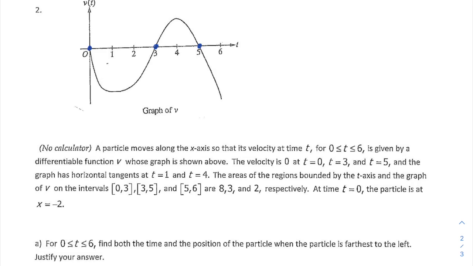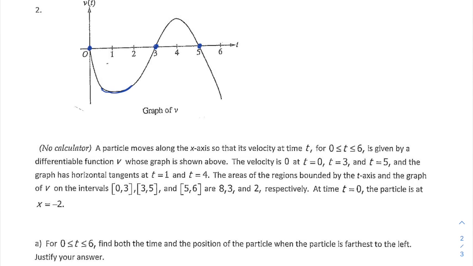And the graph has horizontal tangents at t equals 1, so this is kind of a peak point right here, and t equals 4. The areas of the regions bound by the t-axis and the graph of v on the intervals of 0 to 3, 3 to 5, and 5 to 6 are 8, 3, and 2 respectively. At time equals 2, the particle is at x equals negative 2.